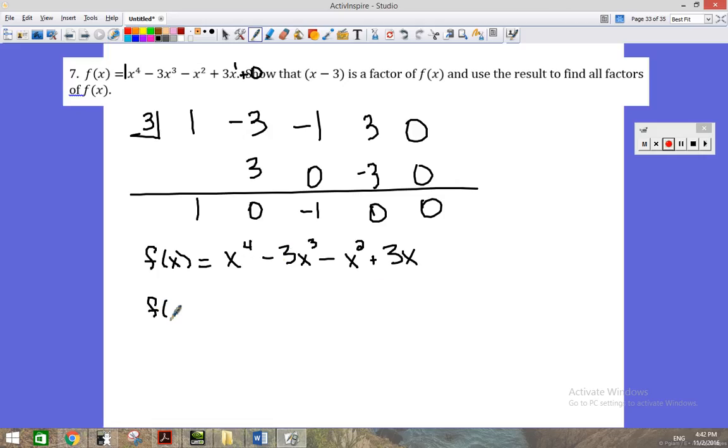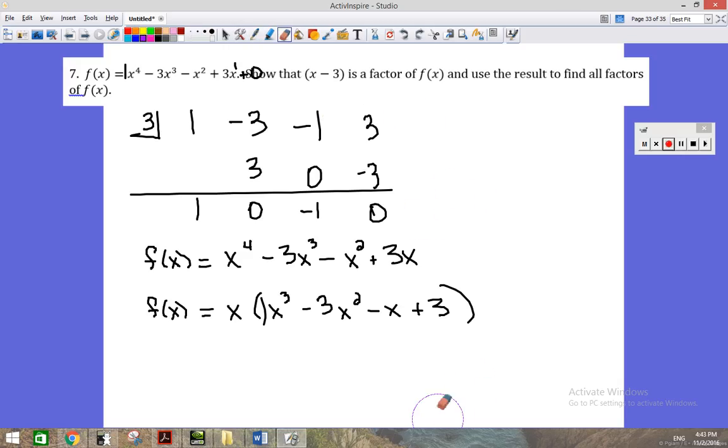So it probably would have been smarter to have written x and then x cubed minus 3x squared minus x plus 3. And then when I use these numbers, I wouldn't have had to worry about that last column right there, right? I've got 1, -3, -1, and positive 3, and this is a 0 right there. So I found this factor of x on my own just using the common methods of just recognizing it was the greatest common factor.